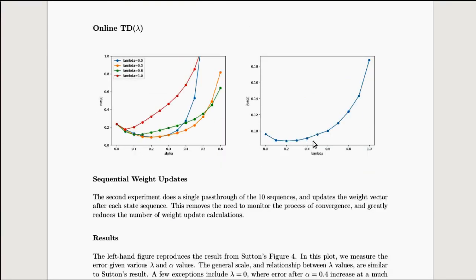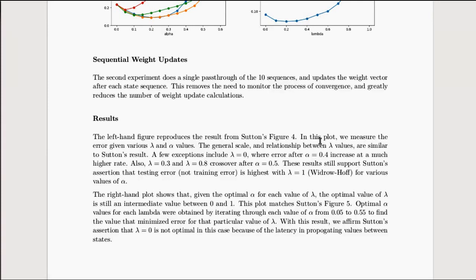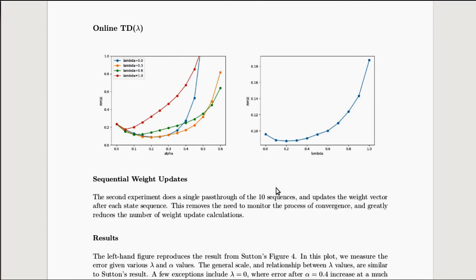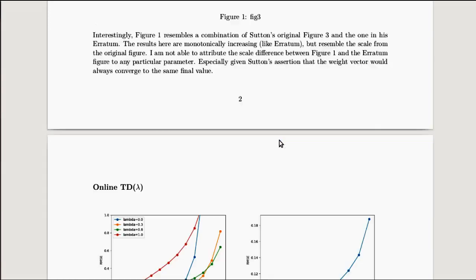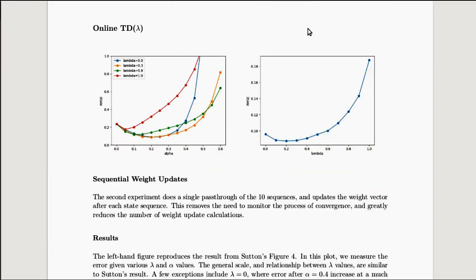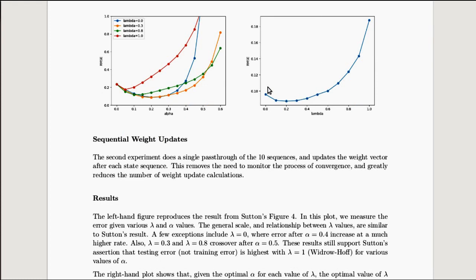That's essentially it. All of the data seems to support Sutton's assertions regarding lower lambda values, and the only other thing is that sequential TD has much lower convergence time, so similar error between batch TD and sequential TD, with sequential TD actually having far fewer training iterations. And that's it.